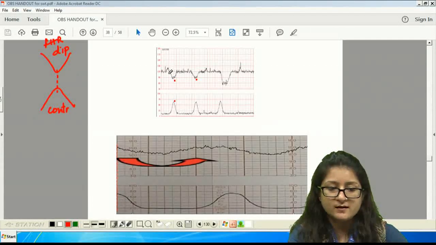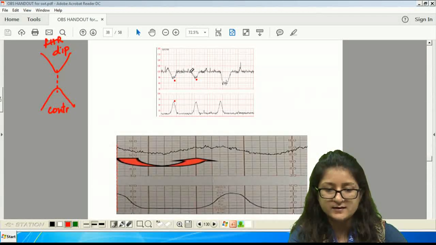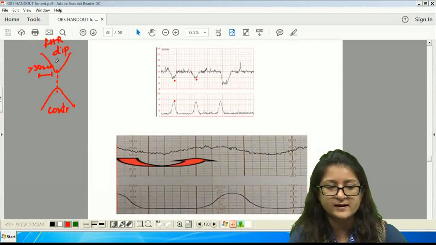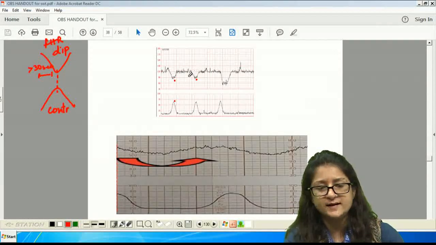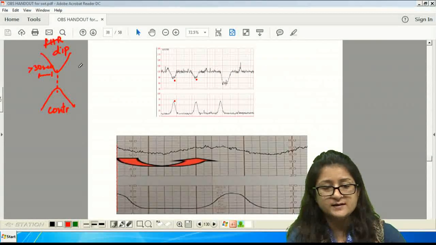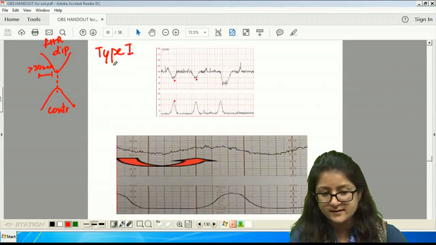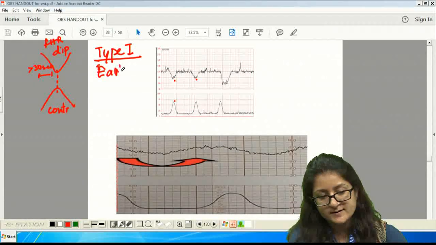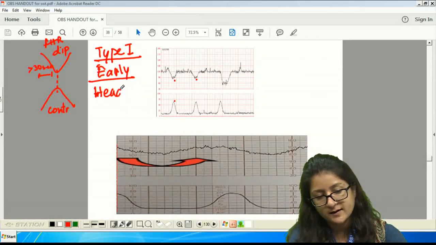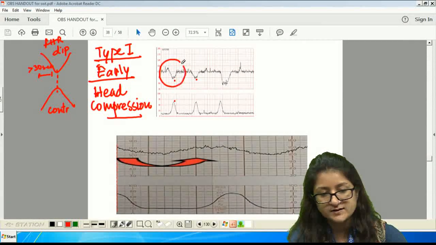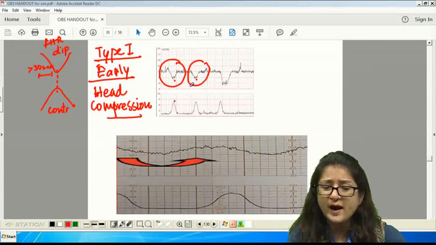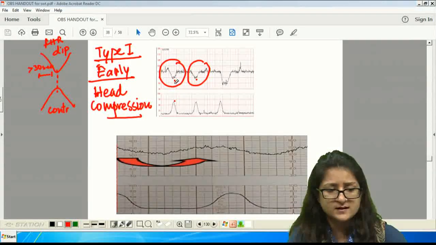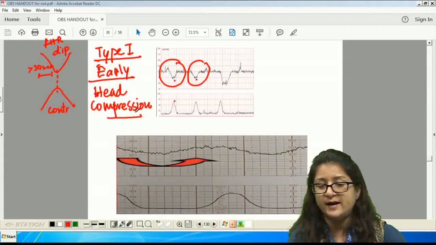There is a slow decline from the baseline, over a time period of more than 30 seconds. This is called type 1 deceleration, also called early deceleration, and it is because of head compression. It is important to remember that if they ask in a question what kind of decelerations these are, you have to look at them in relation to the contraction. This is type 1, early deceleration with head compression.